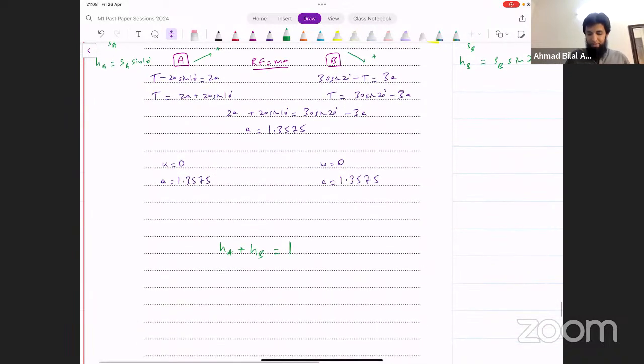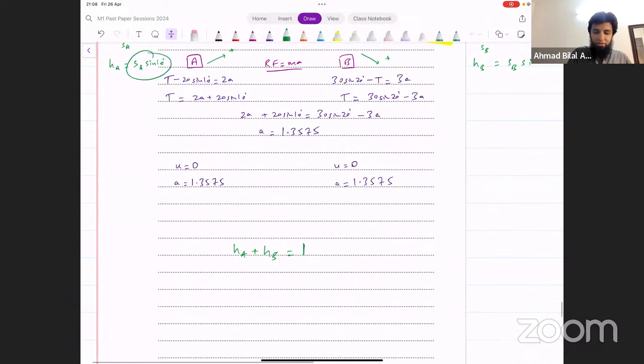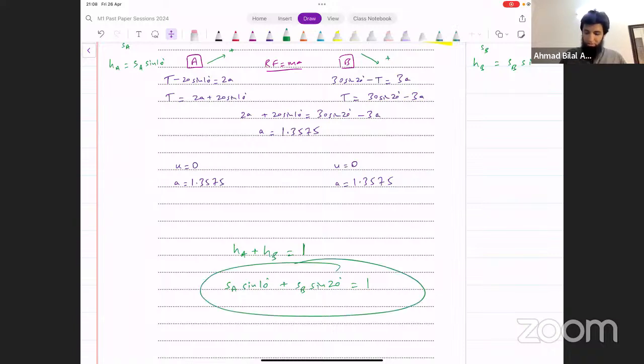Now from this, what we can say, because we know HA equals this, SA into sine of 10 plus SB into sine of 20 should equal 1. We get some relationship between their displacements. This is how their displacements can be connected. Okay?